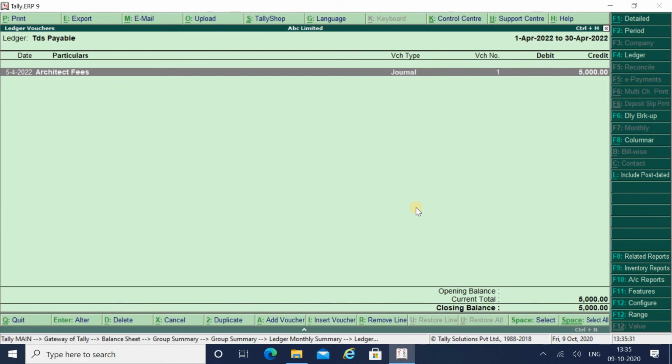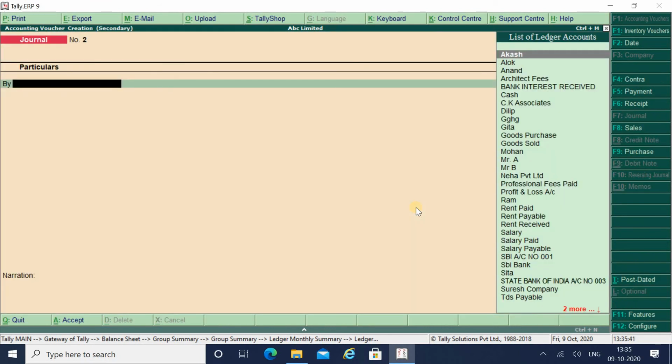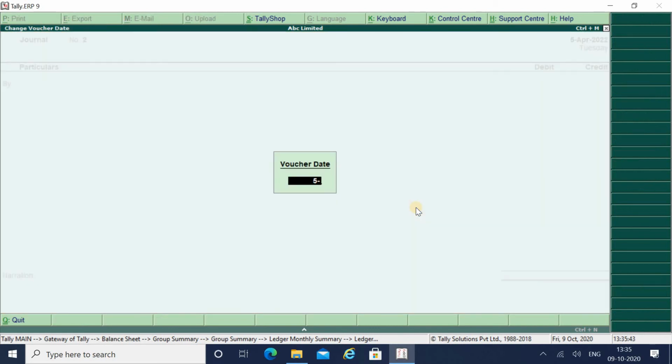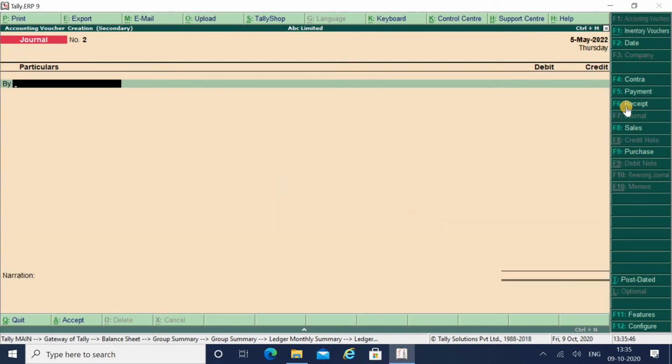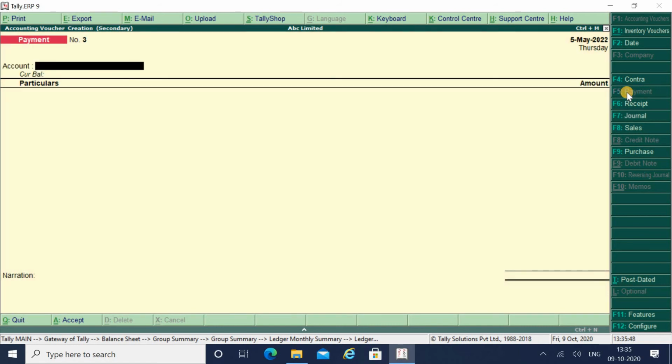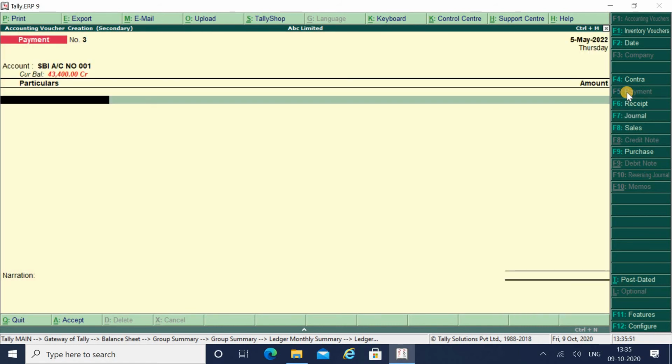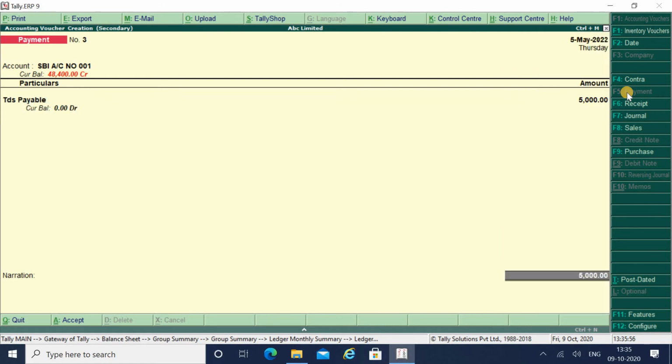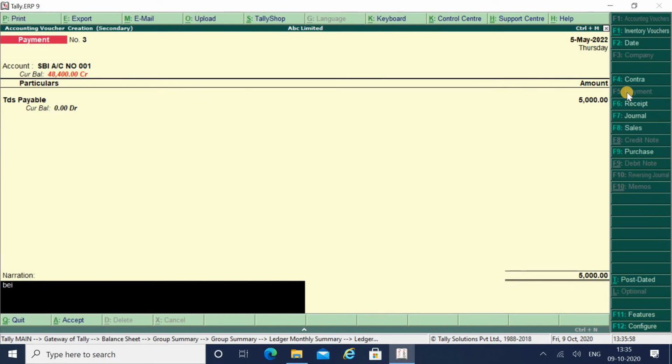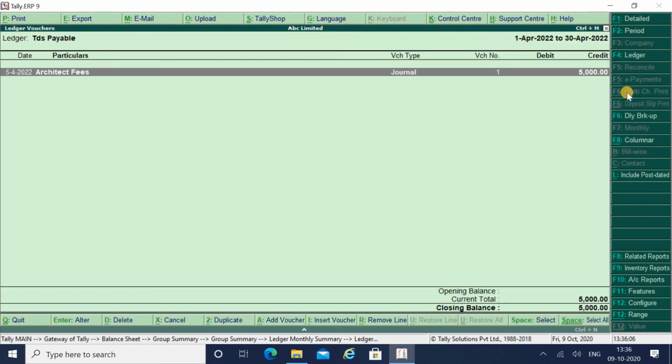Now, how are we supposed to make this payment of TDS? We are supposed to make the payment of TDS in the succeeding month before 7th. Suppose I am making this payment on 5th, so give the date as 5th May. Make it a payment voucher. I am making this payment by bank and you have to take the ledger as TDS payable, 5,000. Being TDS paid.